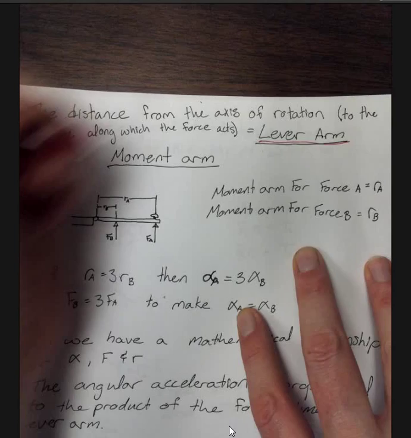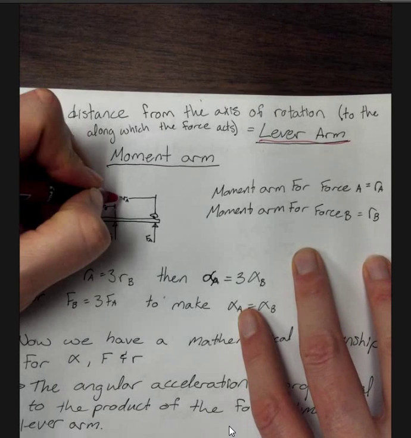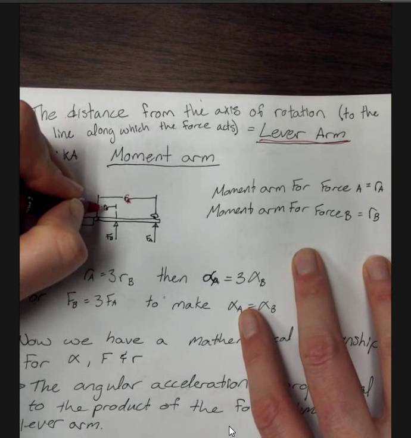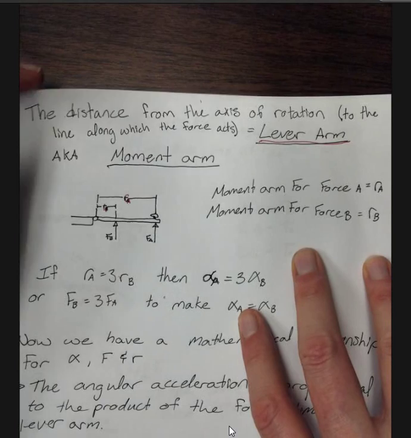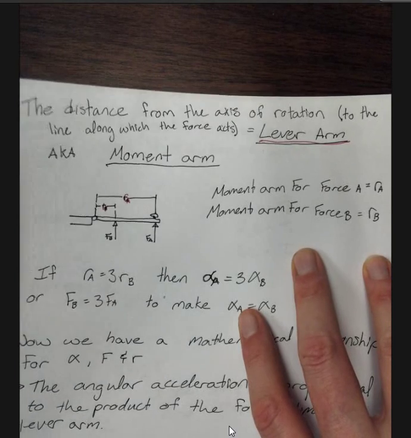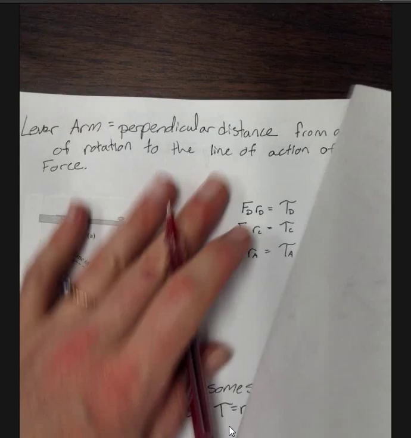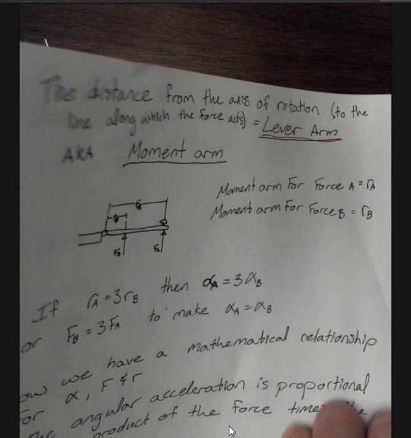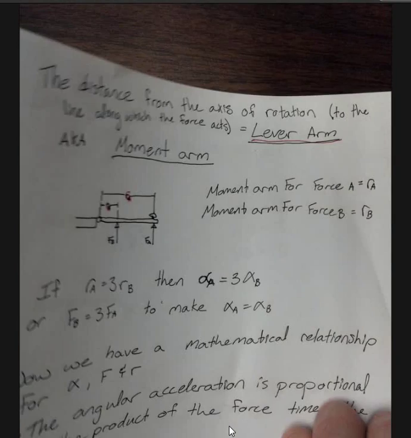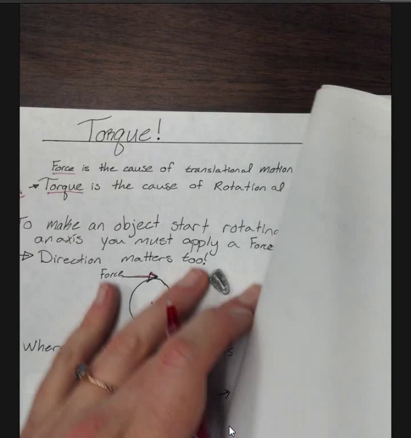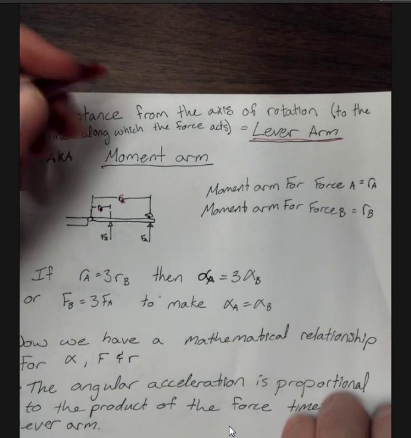So that means that RA and RB actually represent what's called the lever arm of, there's something stuck in there. Where is it? What the hey? That was awful.